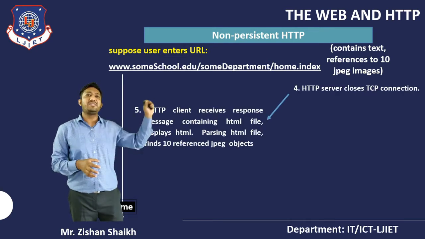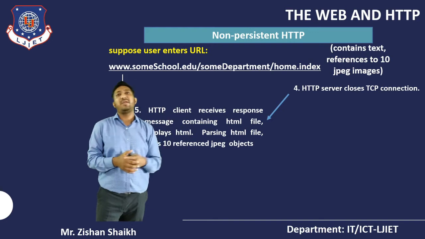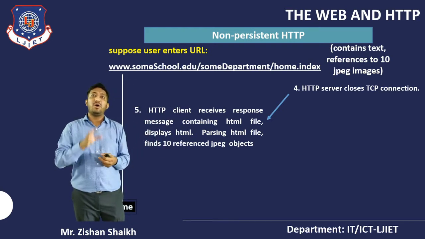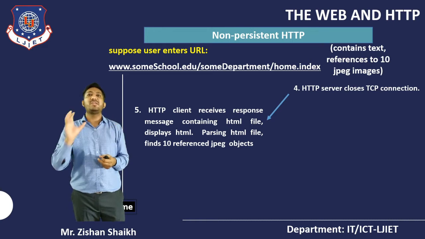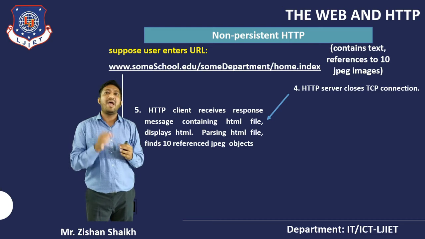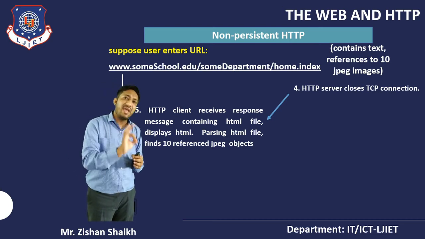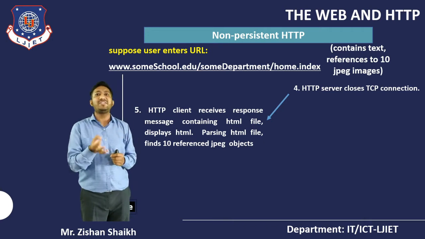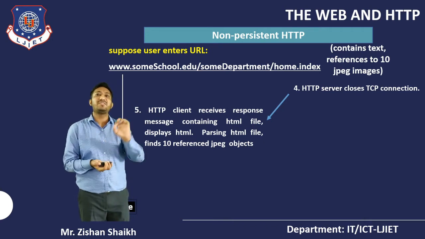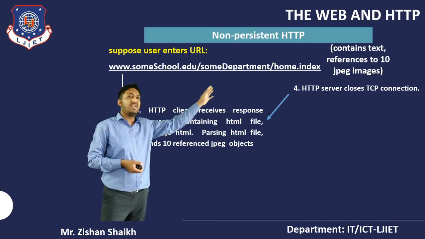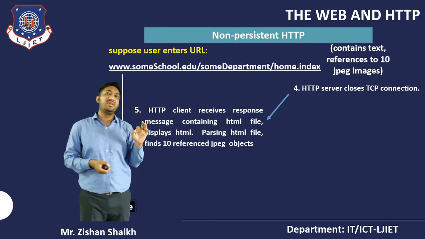Now the HTTP server closes the TCP connection. In the first three steps, only one object is given in the response. But when we use non-persistent HTTP, every time the connection is closed, so for each and every request, a new request has to be generated. According to this, in step number 4, our connection is closed.